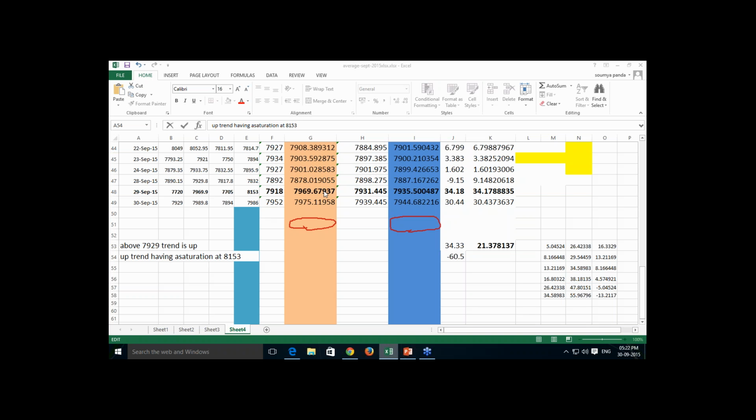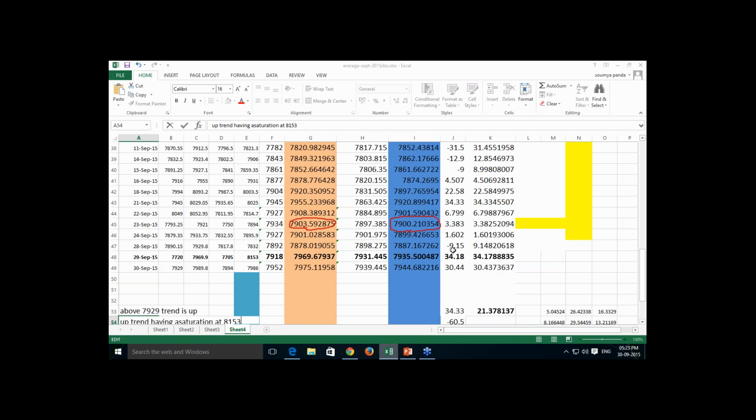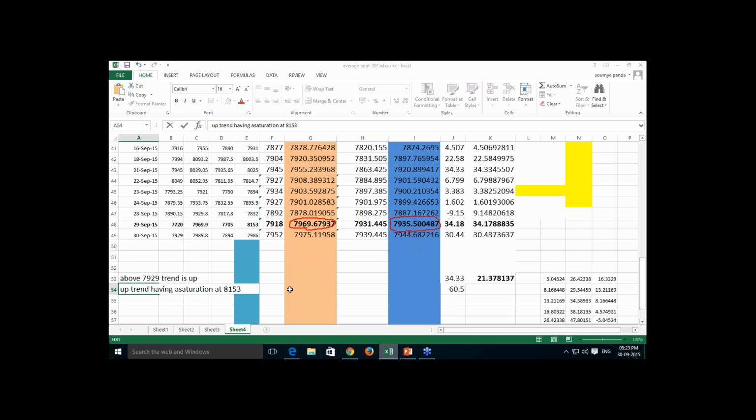Then again you have to go on simulating to find out the price point where your maximum spread coincides with the past maximum spread difference. That will be your trend saturation point. So between this 7929 to 8153, this is the range the price is going to move. Then it is in your domain to use the Fibonacci principle, the Elliott principle or the W.D. Gann principle to find out which are the important resistance points and which are the important support points.